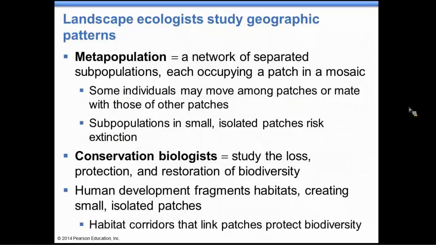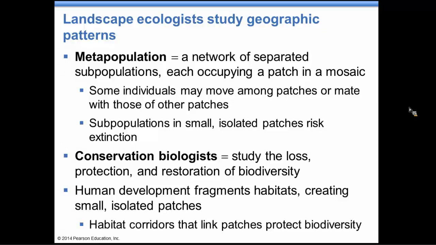So the scale at which an ecologist focuses will depend on the questions he or she is interested in or the organisms he or she might be studying. The specific habitat needs of an organism will often determine its distribution across patches and possibly its division into networks of subpopulations or metapopulations. Because of extinction risk, metapopulations in landscape ecology are of great interest to conservation biologists.